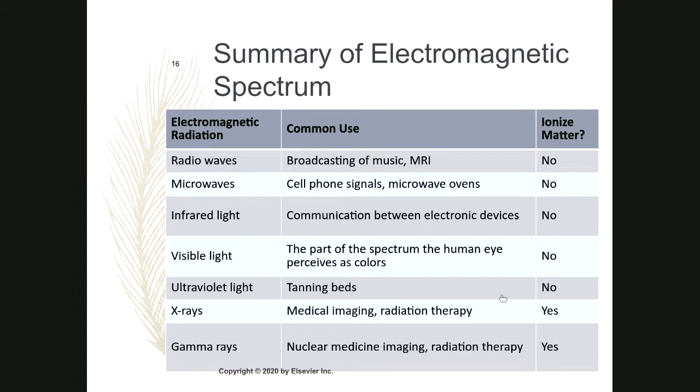X-rays are used in medical imaging, diagnostic imaging, and radiation therapy. Yes, they absolutely have the ability to ionize matter. Gamma rays are used in nuclear medicine and, again, radiation therapy. They do have the ability to ionize matter, and they are harmful to patients. So both of these have to be used with a great deal of knowledge behind technologists and radiation therapists in order to use them effectively to treat patients.